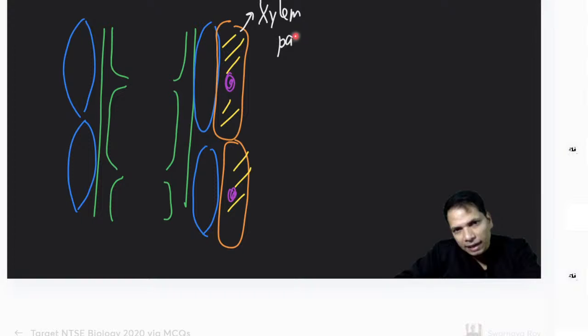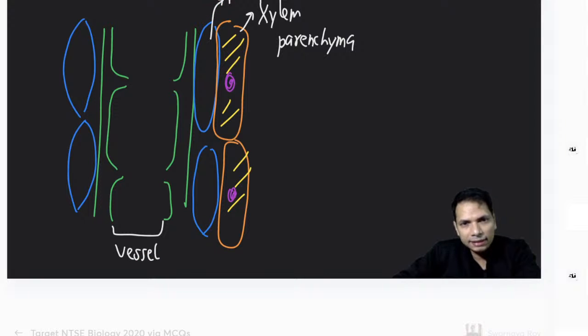Xylem parenchyma. This is the only living member. Okay? This is the xylem vessel. Okay? And these are the tracheids. So my question is, why are tracheids and vessels all dead? Why? When they're mature, why are they dead?